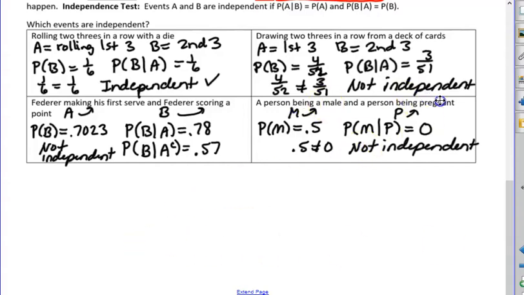They're mutually exclusive. Since they can't happen at the same time, the probability of one happening if the other happens is 0, which makes it different from either one happening by itself. So based on the definition of independence, the events are not independent when they're mutually exclusive.